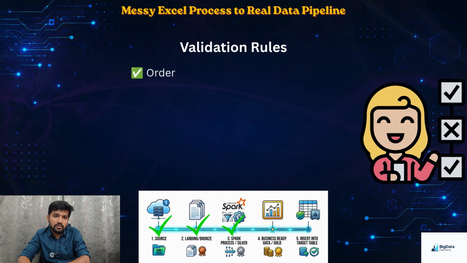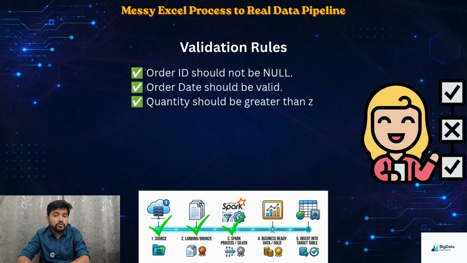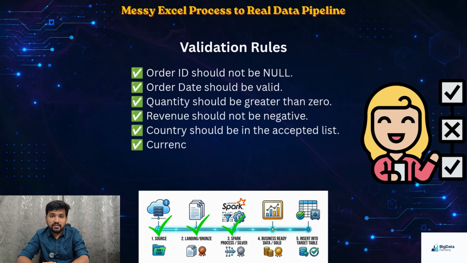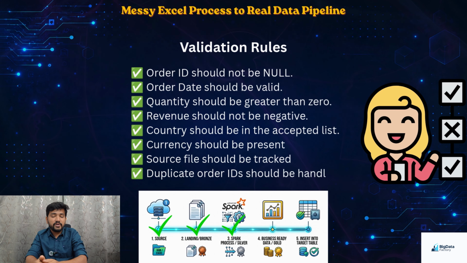Now let's add validation rules. For this sales pipeline, I would check order ID should not be null. Order date should be valid. Quantity should be greater than 0. Revenue should not be negative. Country should be in the accepted list. Currency should be present. Source file should be tracked. Duplicate order IDs should be handled.